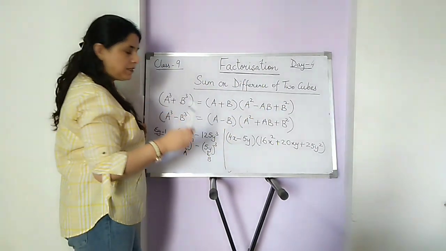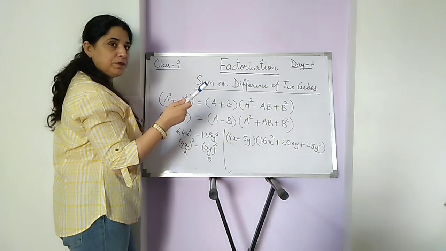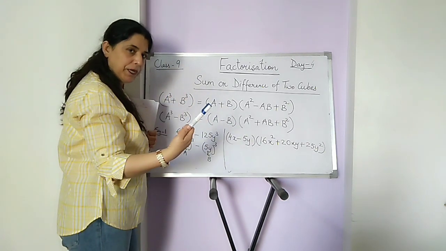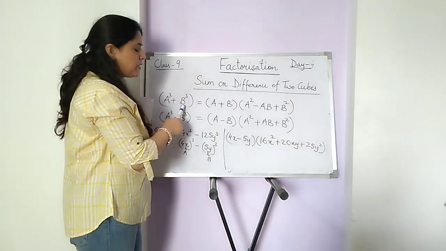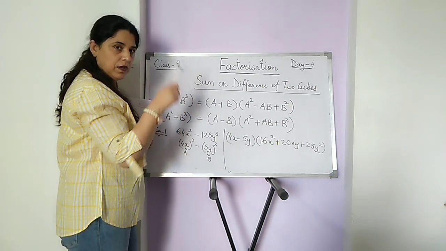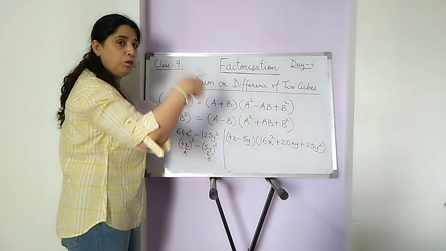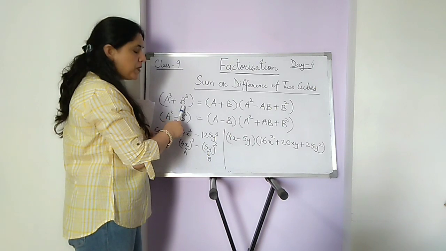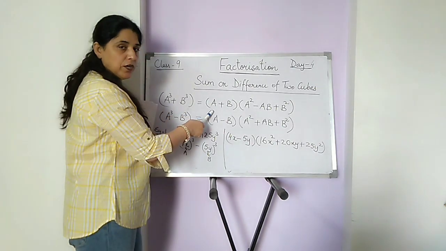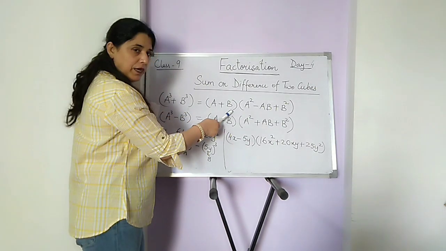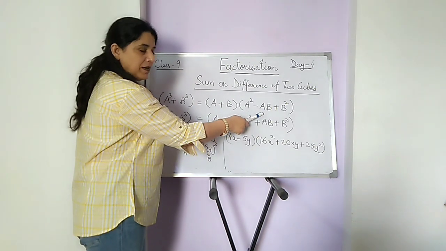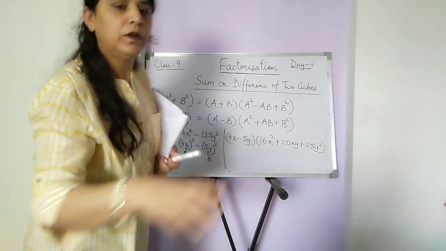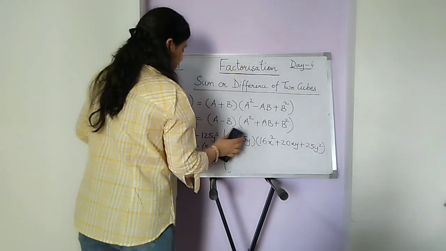In expansions, children, you have learned a plus b the whole cube is a cube plus b cube plus 3ab into a plus b. If you make a cube plus b cube as the subject, you'll get a plus b into a square minus ab plus b square. Should I show you how you will get this? Okay, let me teach that first.